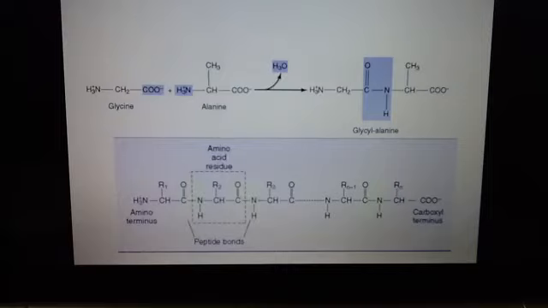So important message here is that the amino acids are joined together by peptide bonds, and that the carboxyl group of one amino acid connects to the amino group of the other amino acid. And remember that peptide chains exhibit polarity. You can see that the ends are different, so the amino terminus is basic and the carboxyl terminus is acidic.